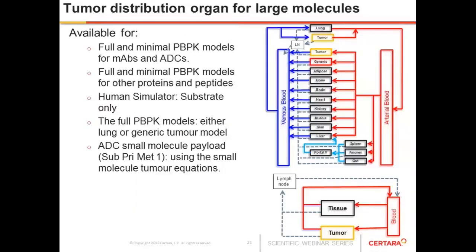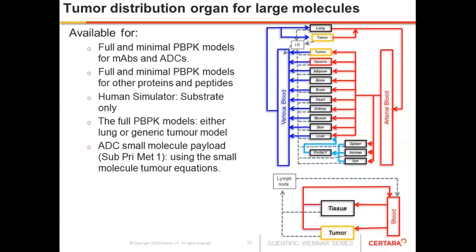Okay, so move on now to talk about the distribution model that we have for large molecules for the tumour. So again, just showing you on the right the models that we have available. So a full PBPK model, also a minimal PBPK model for therapeutic proteins. And these are quite similar to the small molecule models, but particularly for the minimal PBPK model, there is some difference in terms of incorporating the permeability-limited distribution to the tissue, specifically for the therapeutic proteins.